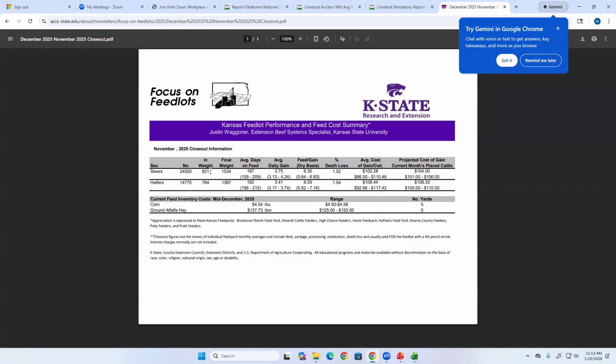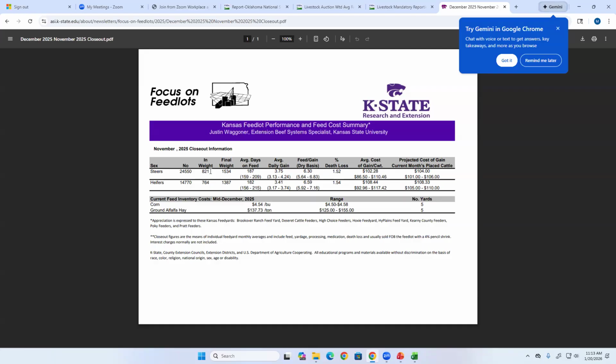It's ridiculous. I think whenever I was in undergrad, it was closer to 1,300. Okay. Average daily gain was 3.75. Feed to gain. So how many pounds of feed did it take you to add a pound of gain for these cattle? Was 6.3. So it took 6.3 pounds of feed to add 1 pound of gain to these cattle in the feedlot. Average death loss was 1.52. Gives you the cost of gain there, $102 per hundredweight. Okay. This is total cost of gain, not feed only cost of gain.